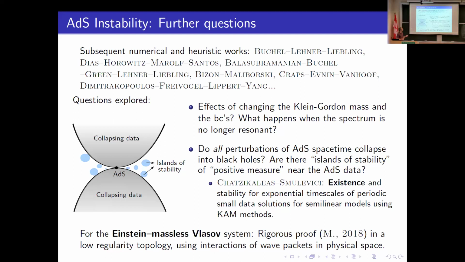And let me just briefly mention that when it comes to actually proving the AdS instability conjecture in some matter model, I have a rigorous proof of that result in the case of the Einstein-Massless-Vlasov system. Now, that proof goes all the way to black hole formation. So it doesn't just deal with the first stage of the instability where you expect weak turbulence to be relevant.